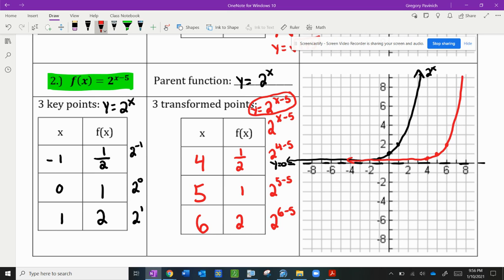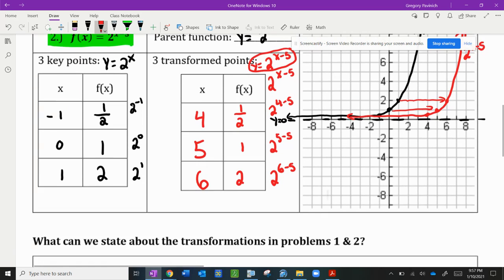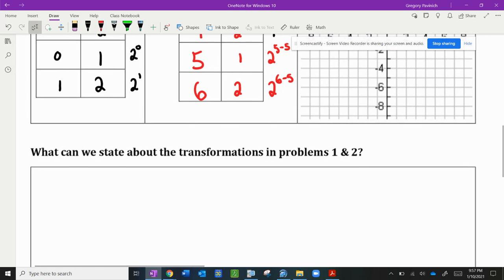And this is 2 to the x minus 5. So it looks like it got shifted 1, 2, 3, 4, 5 units to the right. Same as last time. The number said -5, but it got shifted to the right 5. So now I'm ready to state my transformation.